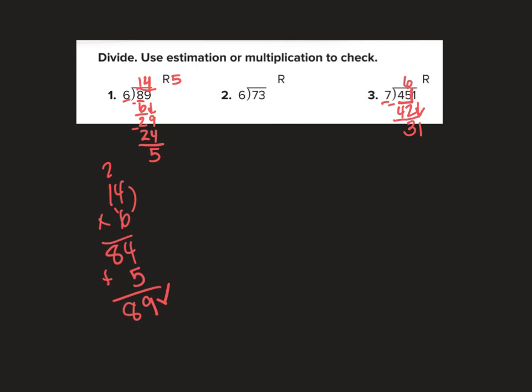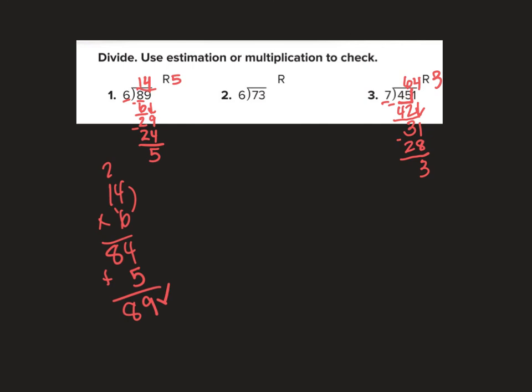31 divided by 7 is 4. Multiply. 7 times 4 is 28. And subtract. We get 3. There's nothing else to bring down, so my remainder is just 3. Now I need to check using multiplication or estimation.